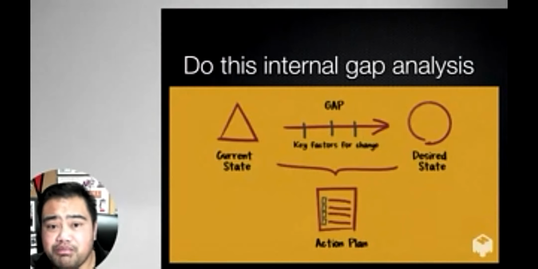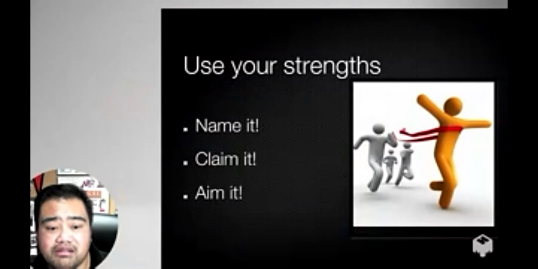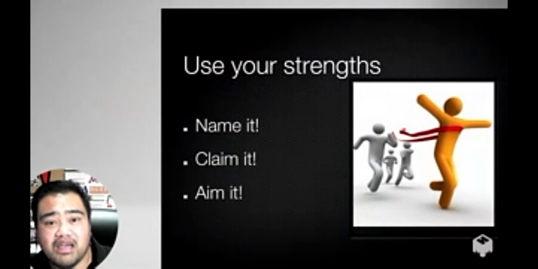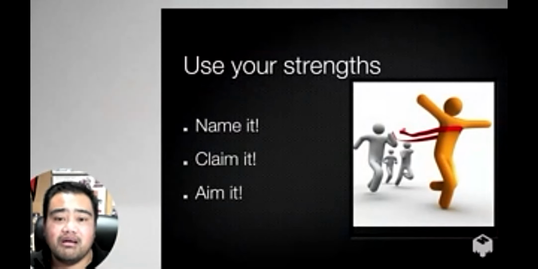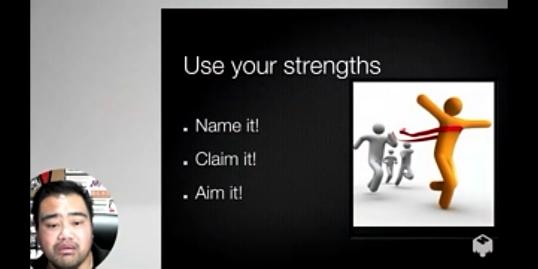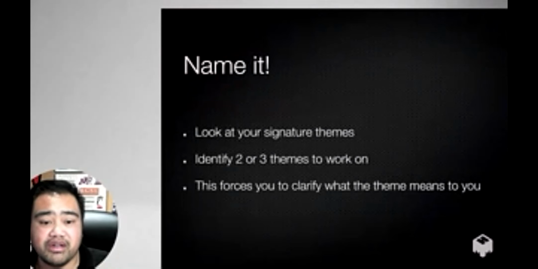Okay. Big picture, when we think about your Clifton strengths, we want for you to consider these 3 things: name it, claim it, and then aim it, right? Big picture, when we name it, right? What we're doing is we're looking at your Clifton strengths, your signature themes, right? Identify 2 or 3 to work on. And then ask yourself, what does this really mean for me?